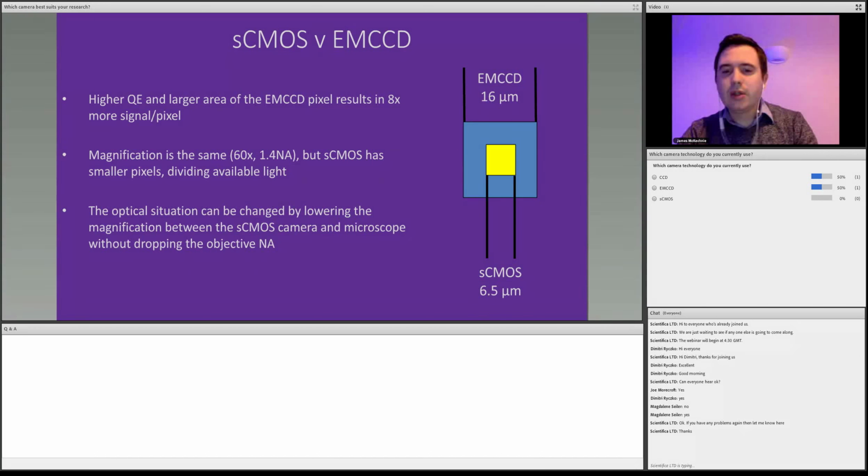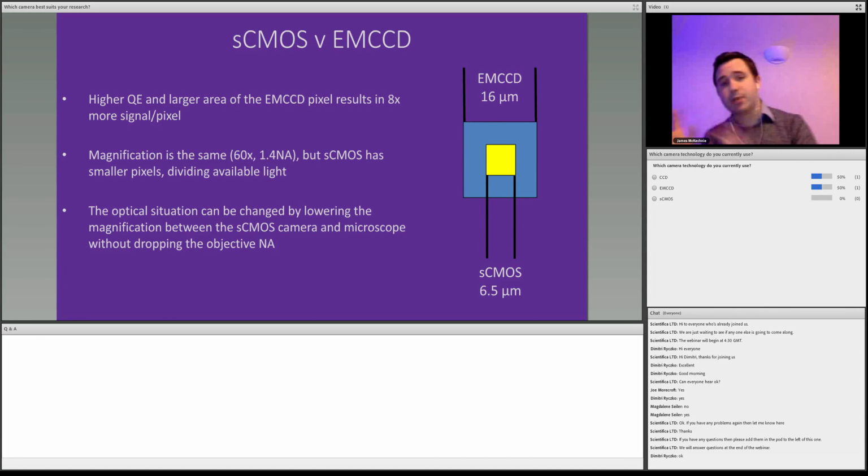And if you were to use your 60 times 1.4 NA objective and just plug both cameras into the side of your microscope, what you'll find is that the actual area being collected by that pixel on the EMCCD is so much greater, about 8 times greater than what you're seeing on an sCMOS. So even though the noise might be comparable and the QEs are within bounds, the actual pixel size makes a big difference.